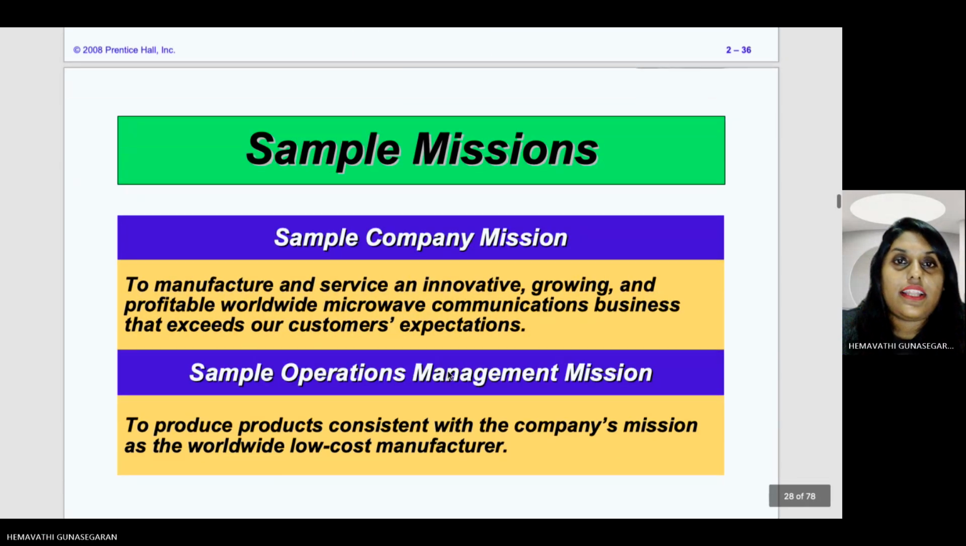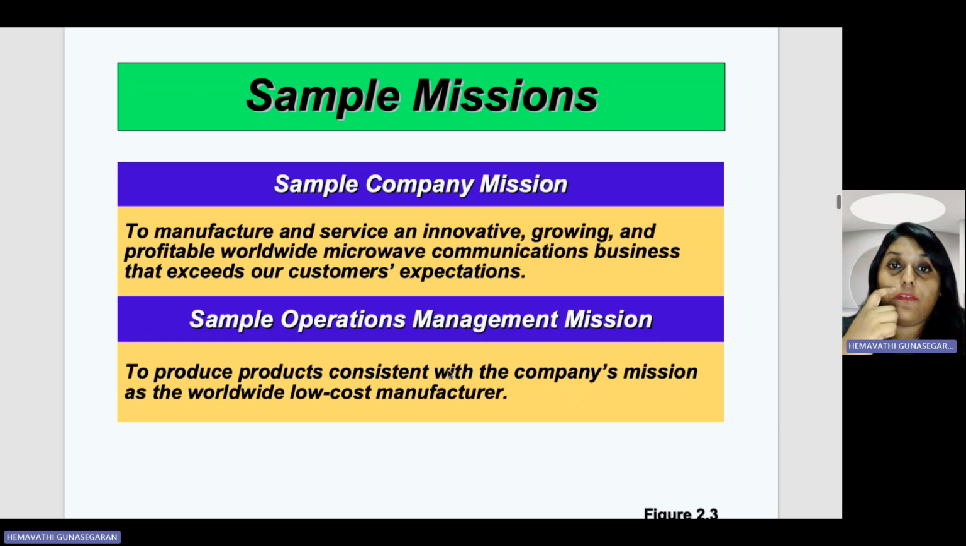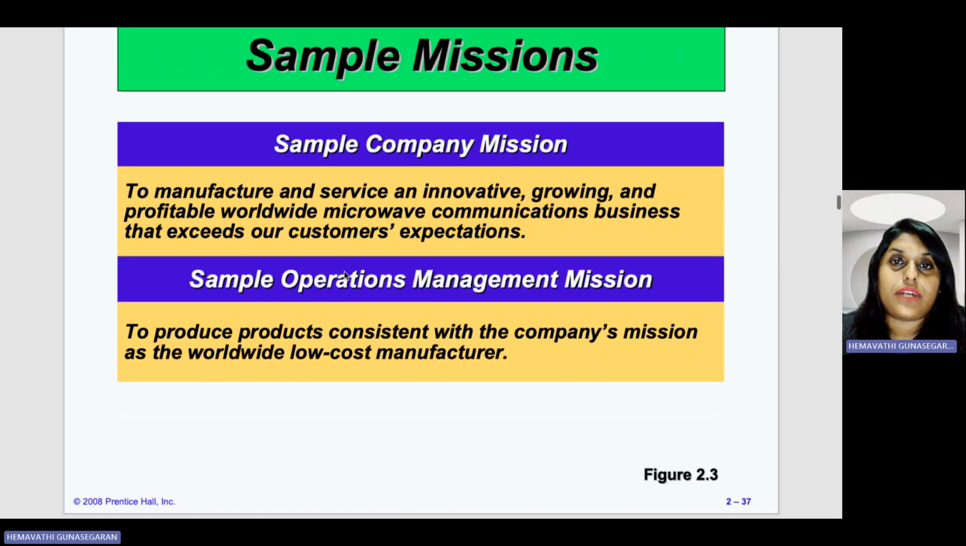Now, like I showed earlier, we have various samples of company missions. For instance, in this company, the mission is to manufacture and service an innovative, growing, and profitable worldwide microwave communication business that exceeds our customers' expectations. Right. Now, this is a simple kind of company mission.